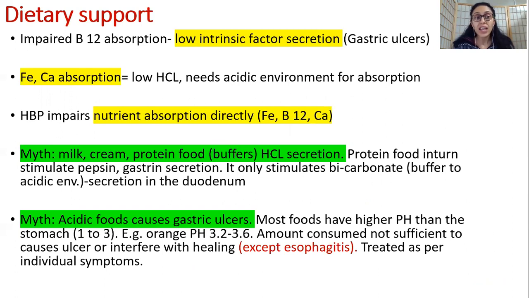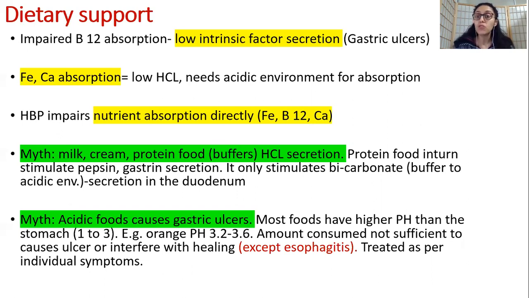With gastric ulcer, as I said, intrinsic factor is lowered or intrinsic factor secretion is hampered, so B12 absorption may be impaired. Therefore, you may need B12 vitamins. And it all depends on a case by case basis. Okay, so I'm not saying that this happens for all patients. This is just a generic overview. Then you have low HCl secretion and gastric acidity.